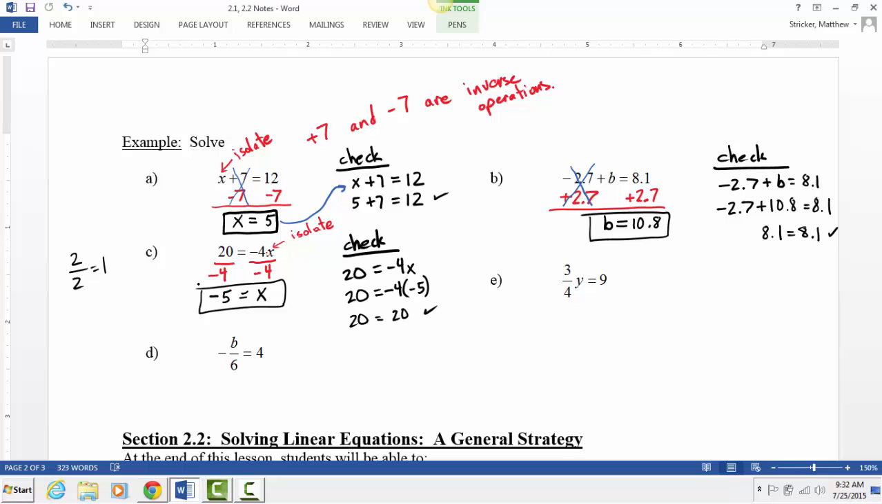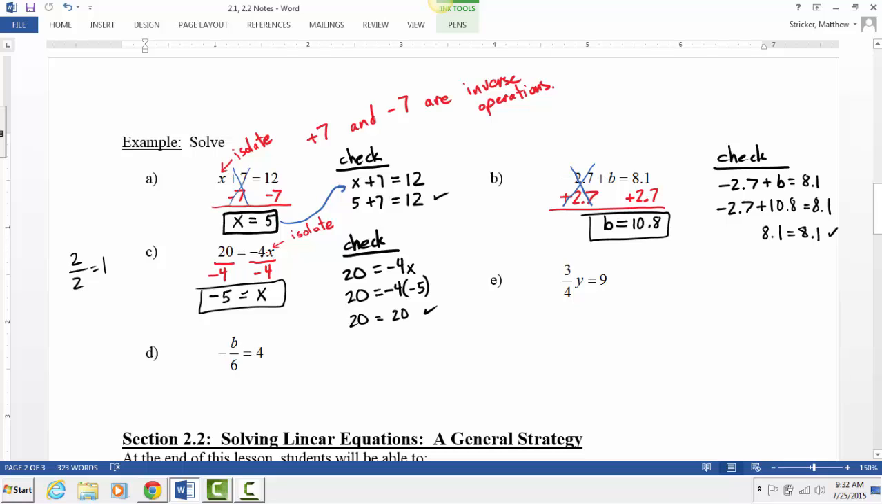Okay, moving on, we have a fourth example. Again, we need to isolate this b. The b is not by itself. It is being divided by 6. Well, what operation is the opposite of division by 6? Well, it's just like the opposite of the last example.